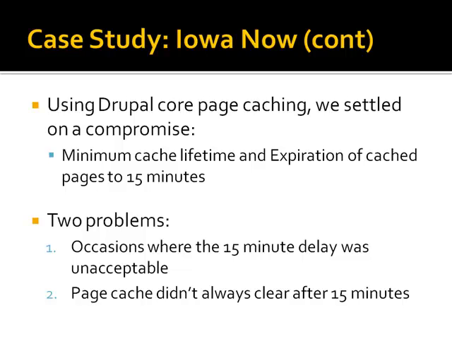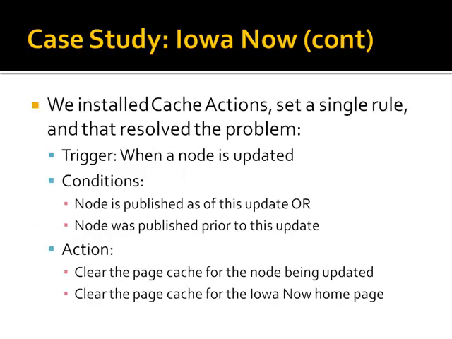So that's where we said we need a different caching solution. I started looking around, and since we were already using rules for a number of things, cache actions really fit. Turned out it fit so well that I was able to fix our caching issues with Iowa Now with a single rule that fit this logic.